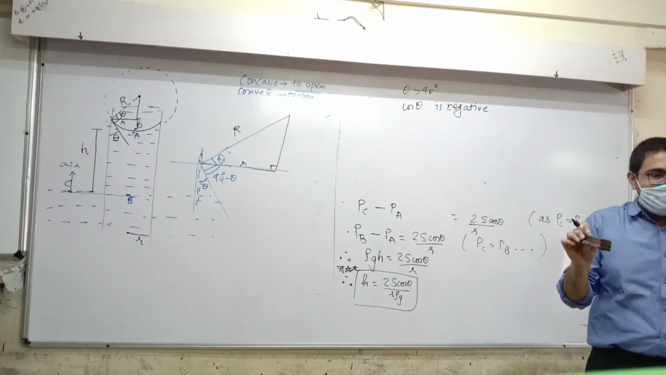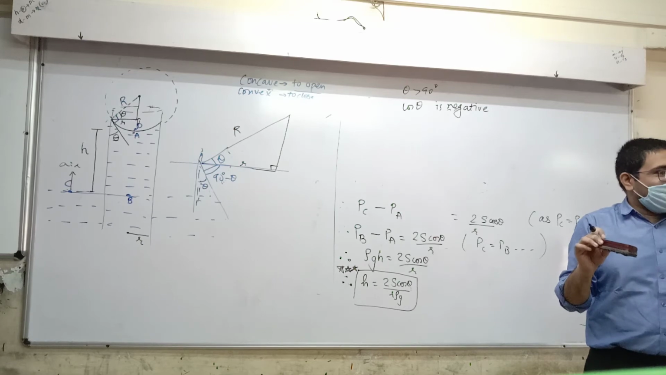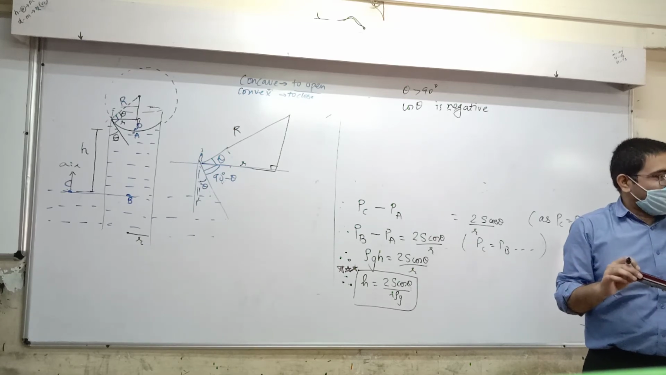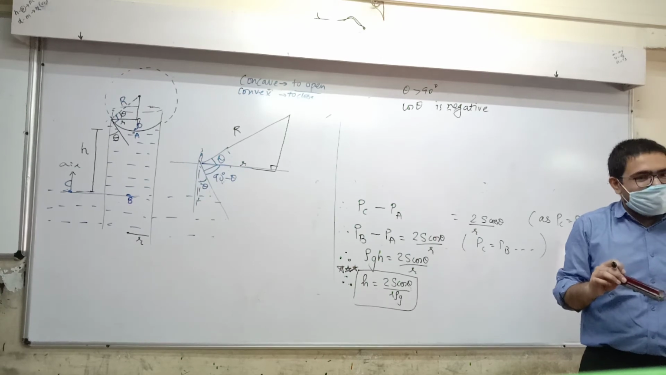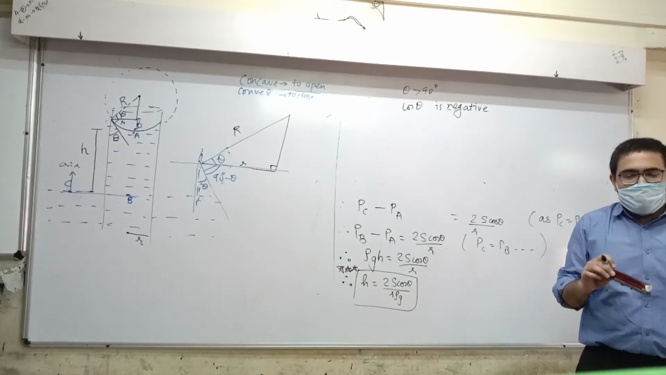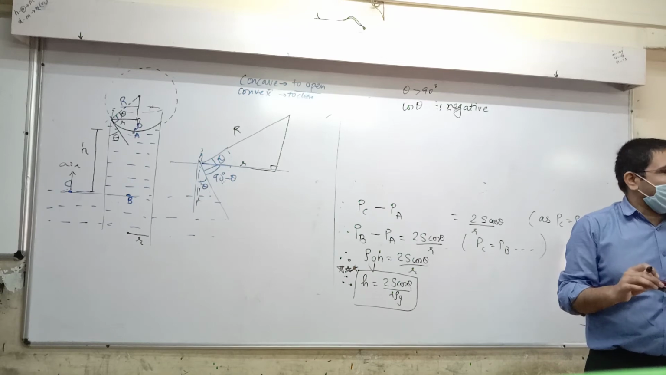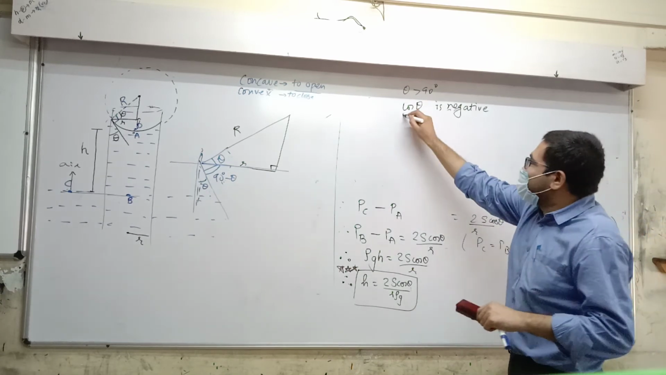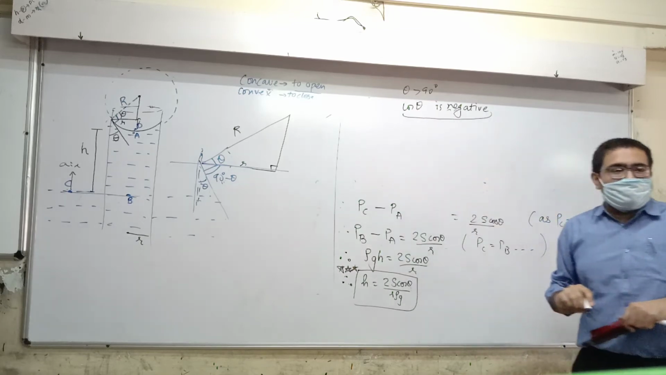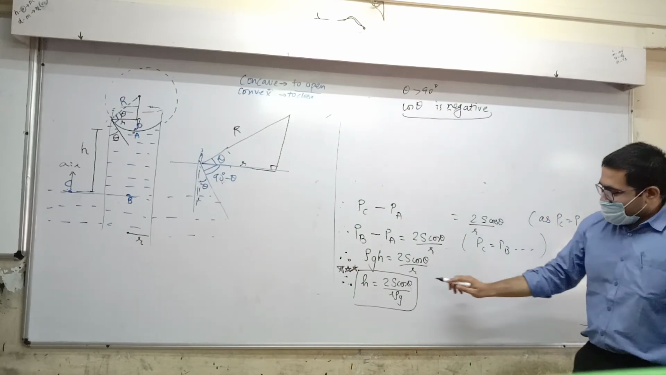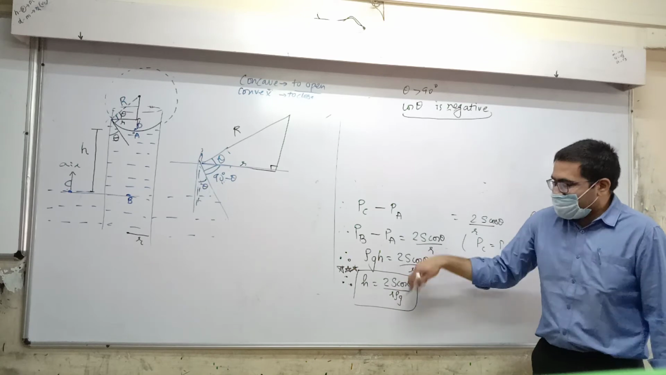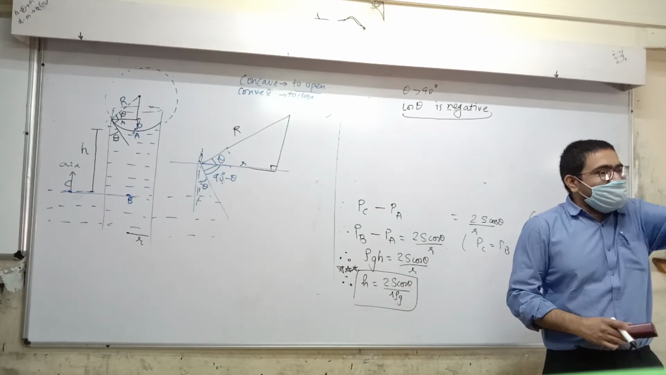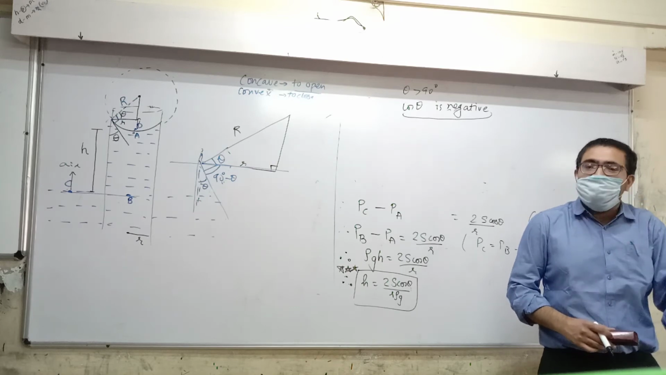The table from 0 to 90 you have studied in class 10. Then I made you write 120, 135, 150 and 180. Hopefully, if you remember the values, you realize that cos theta will be negative. So what would happen? If cos theta is negative, this whole thing becomes negative. That is, h instead of rising will fall.